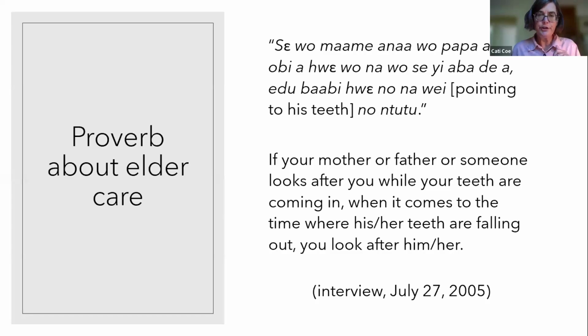So the second major change that Aboderin notes is that the younger generation tended to make the care of their parents more dependent on the degree of care they'd received from those same parents in proportion to their ability to care, which was taken as a financial measure. So the older generation that Aboderin studied considered themselves to be permanently indebted to their parents for the gift of life, while the younger generation was much more concerned with balanced reciprocity, using the proverb, if your mother or father looks after you while your teeth are coming in, when it comes to the time of his or her teeth falling out, you should look after them.